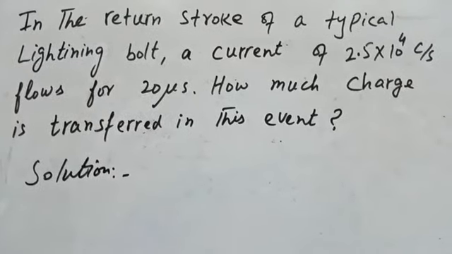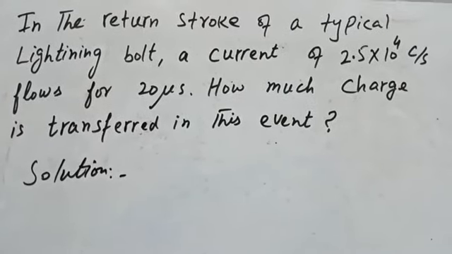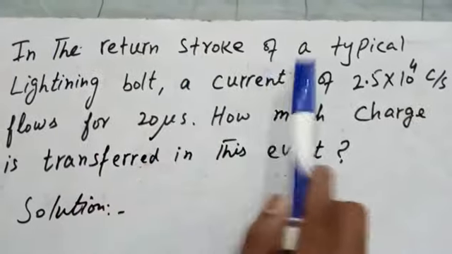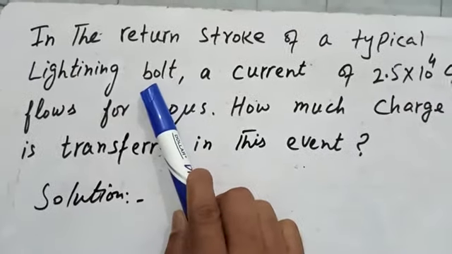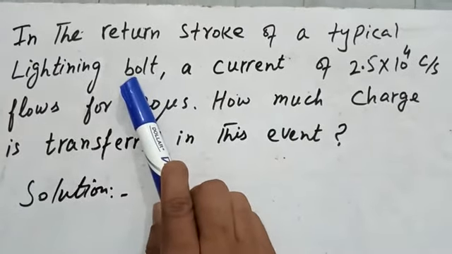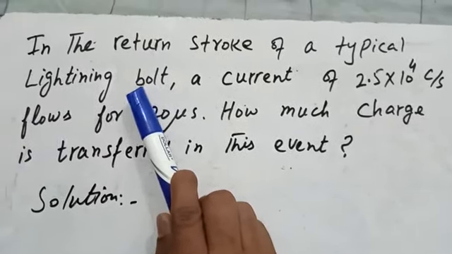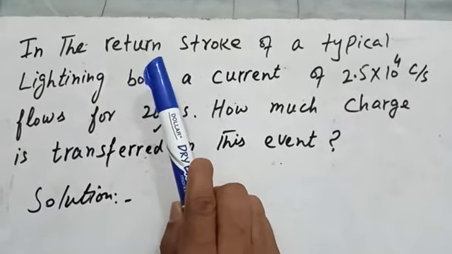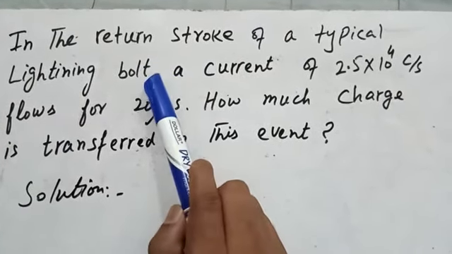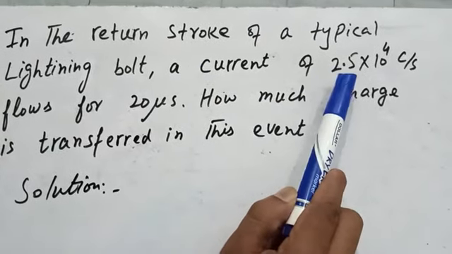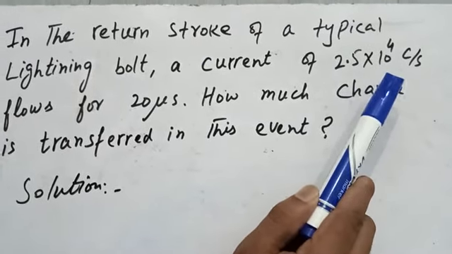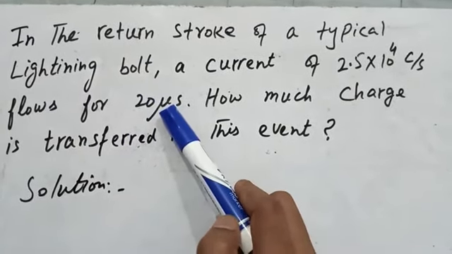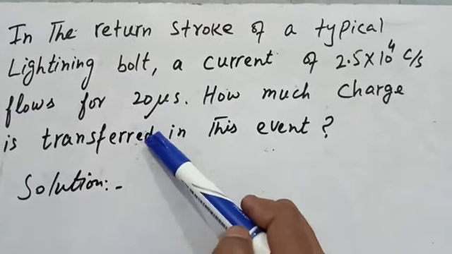The statement of the numerical problem that we are going to solve is: in the return stroke of a typical lightning bolt. Lightning bolt means a thunder stroke, that is, electric discharge from clouds. In the return stroke of a typical lightning bolt, a current of 2.5 × 10^4 coulombs per second flows for 20 microseconds. How much charge is transferred in this event?